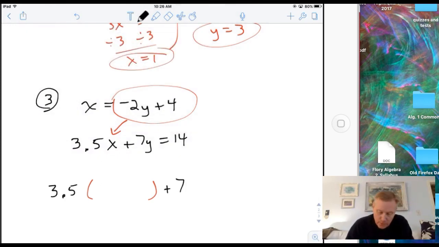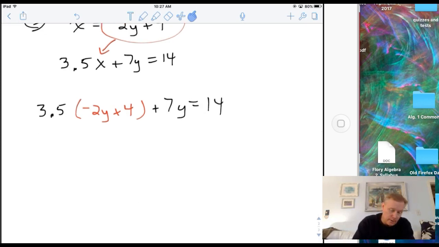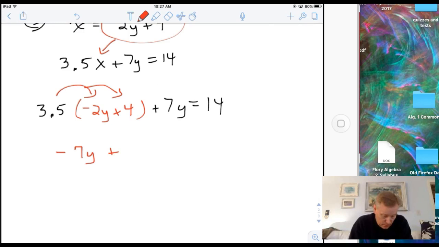I know that's a decimal. It looks kind of ugly, but it's actually just 0.5, which means it might not be bad at all, especially since I see some even numbers coming in here for the substitution. Take a calculator if you like, but I'm going to do the distributive property. 3.5 times negative 2 is going to be a negative number. 3.5 times 2 is 7. 3.5 times 4 will be 14.